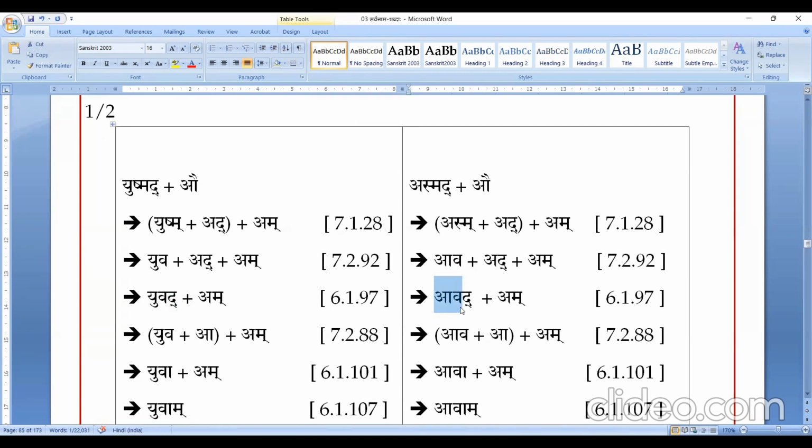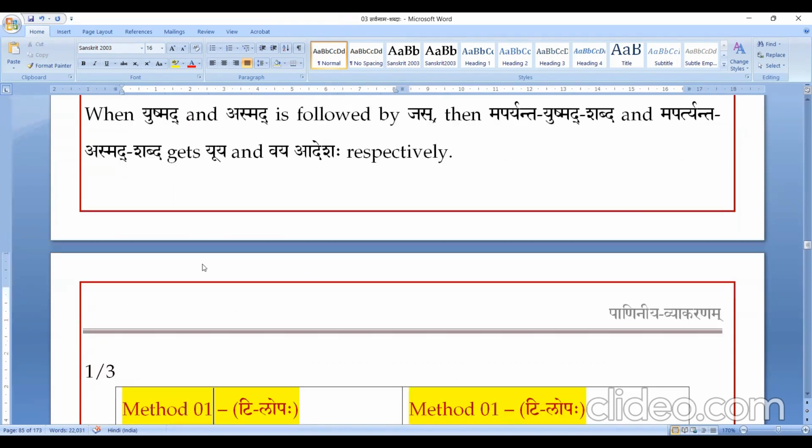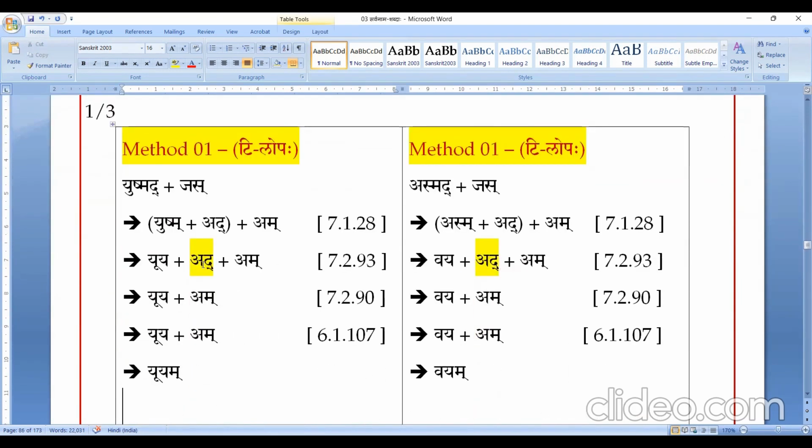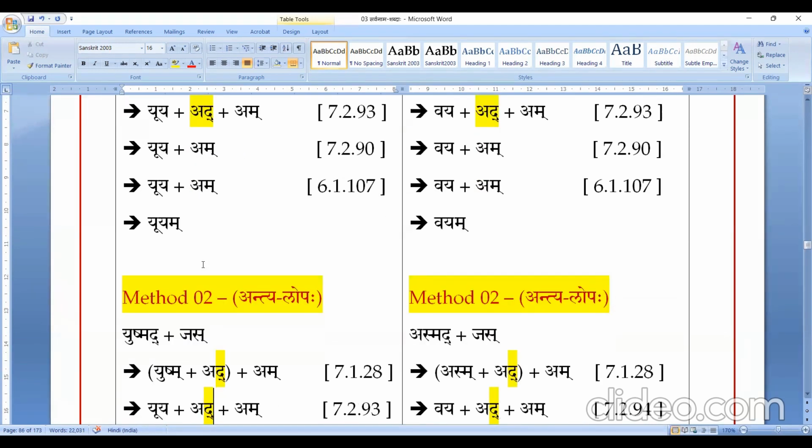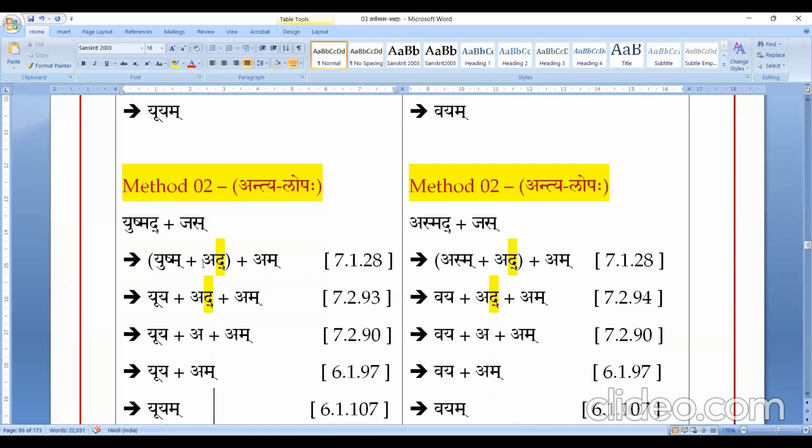After Yuva and Ava Adesha, Dakara replaced by Akara, therefore you get Akah Savarne Dirghah, Yuva and Ava. Then Ami Purvah, Yuvam, Avam. So in Pratama, you can note where Atva Adesha happens. And Jasi, just now we saw Jasi. There is no Atva Adesha, therefore we have two methods, Ti lopah and Antya Lopah. So Jas Pratyaya follows, so Yuya and Vaya will be the Adesha. Therefore, you get the forms Yuyam and Vayam. By two methods, Ti lopah and Antya lopah, we get the same rupam.